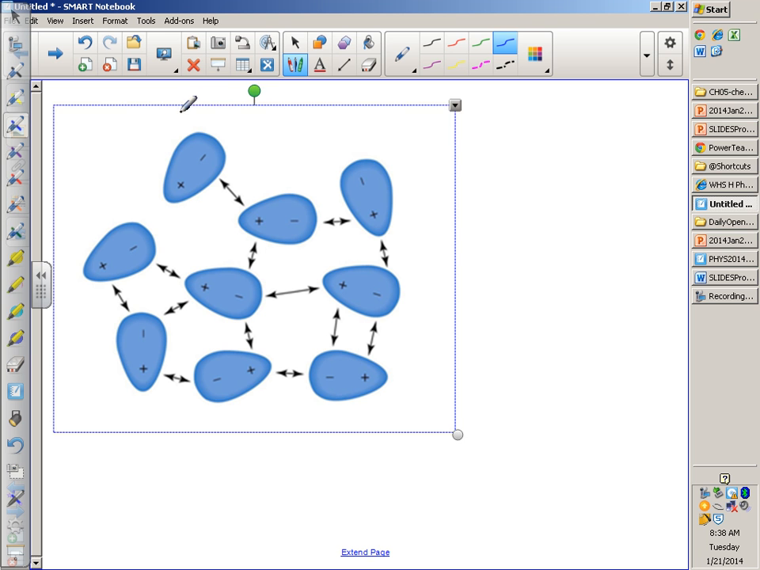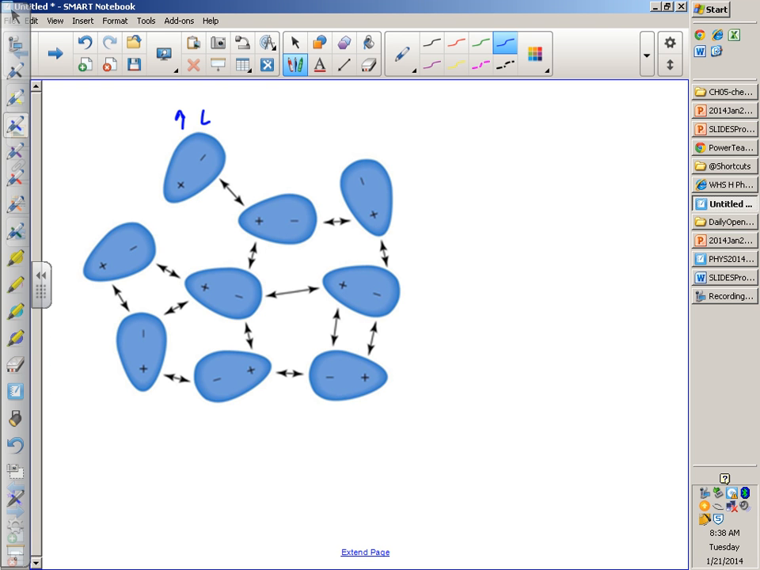That means this side has a higher electronegativity, whereas this side has a lower electronegativity, right? Greater probability of electrons on one side than on the other side. And it makes this molecule look a lot like this magnet, where one side is different than the other side, and it makes the one side behave differently than the other side. Okay?